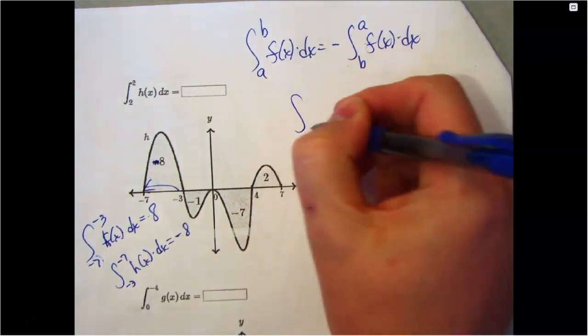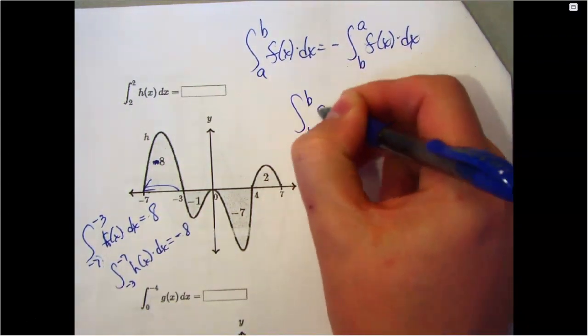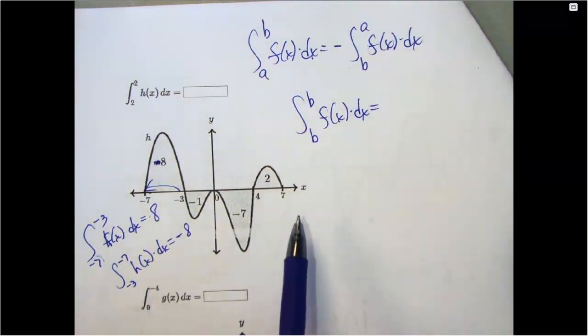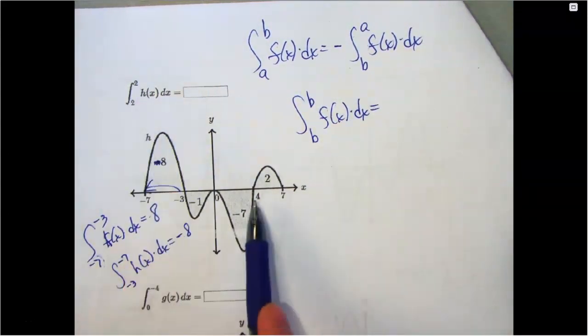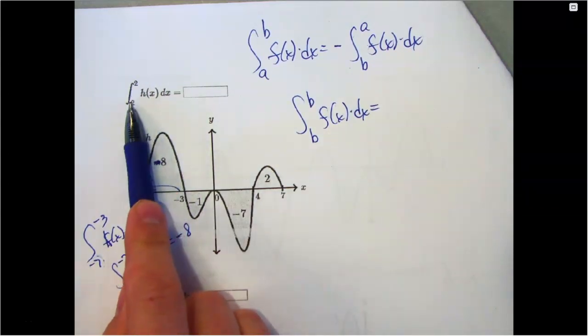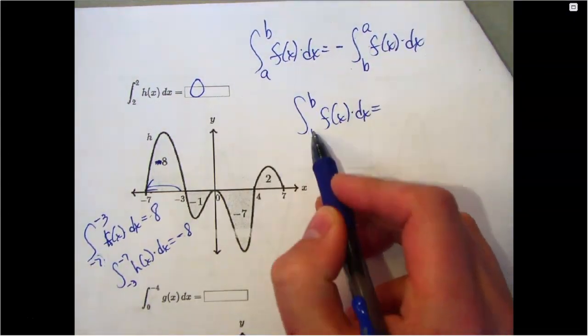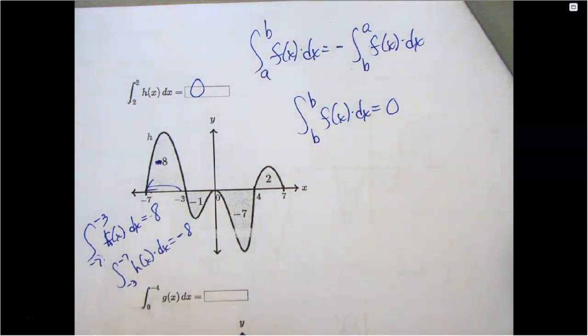Another rule is if I have the integral from b to b, like this one here is the integral from 2 to 2. Well, how much area is there when I go from 2 to 2? It's 0. You're not accumulating any area, so that's 0. So if these two numbers are the same, you're going to get 0. And if you think about plugging in b minus plugging in b, they're just going to cancel out, right?